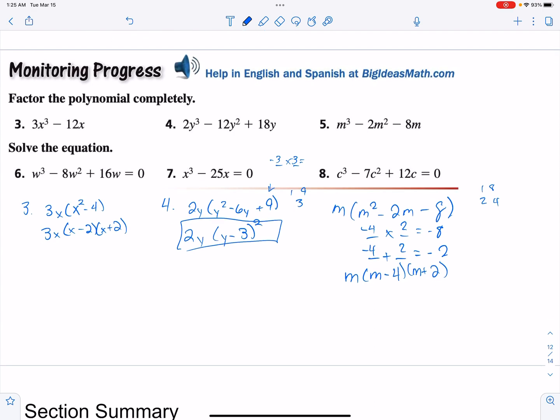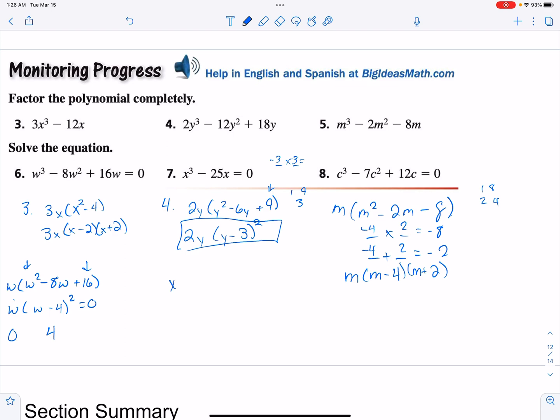Okay, on the next ones we're solving, so we can factor out a w. We're left with w squared minus 8w plus 16. Again, this is a perfect square pattern. This is a perfect square. This is a perfect square. So this actually factors into w minus 4 quantity squared. So when we're getting our solutions, our only solutions are 0 and 4. And 4 is actually a repeated root or a repeated answer.